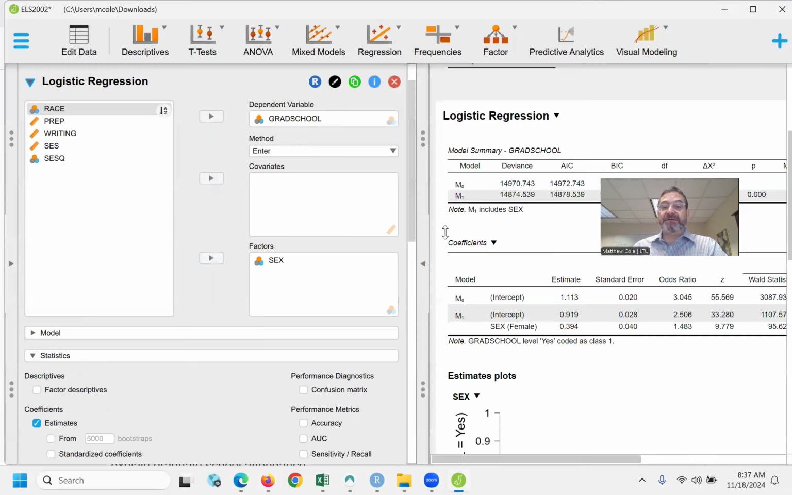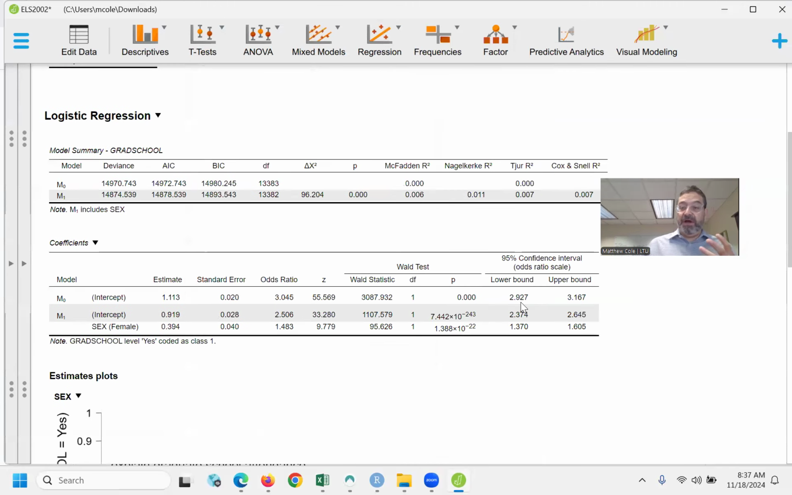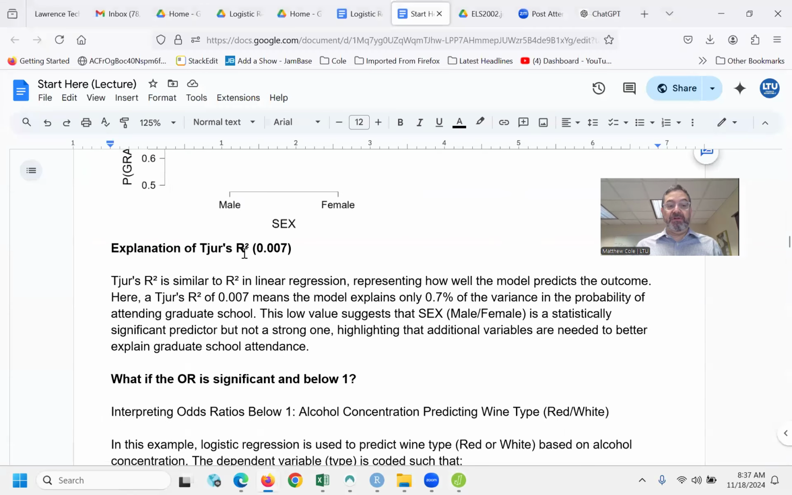Now, the other output that's important is just like in linear regression, we had the R squared that told us the effect size and how much of the variance in the dependent variable can be accounted for. In logistic regression, it's the Tjur R squared that is usually the most common one reported. All these statistics over here are what we call model fit statistics that we're not getting into. So we have here a 0.007, so that's about 0.7%, not much prediction at all, right?